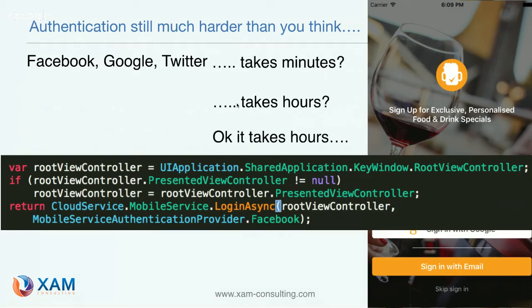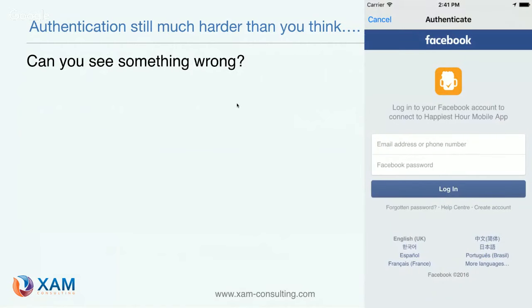So given that, I thought, yes, it's working, I'm all done. When I'm running the simulator, it's going to do it in a web view, like it always does. And then when I'm on the device, it's going to open up the native application. But can anyone see anything wrong here? What that's actually doing is asking me for my username and password. You probably can't see it, but what it's actually done is opened up a web view and put Facebook authentication inside a web view.